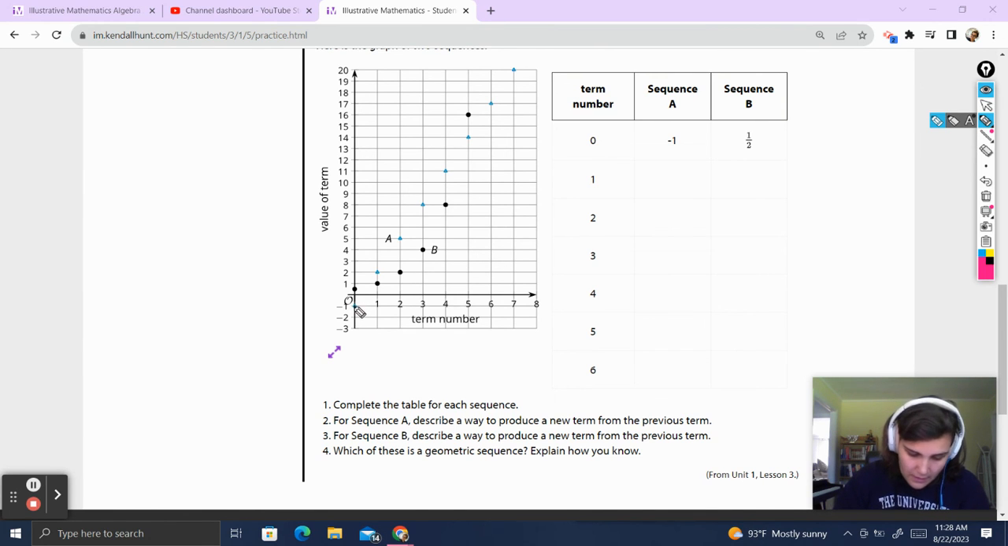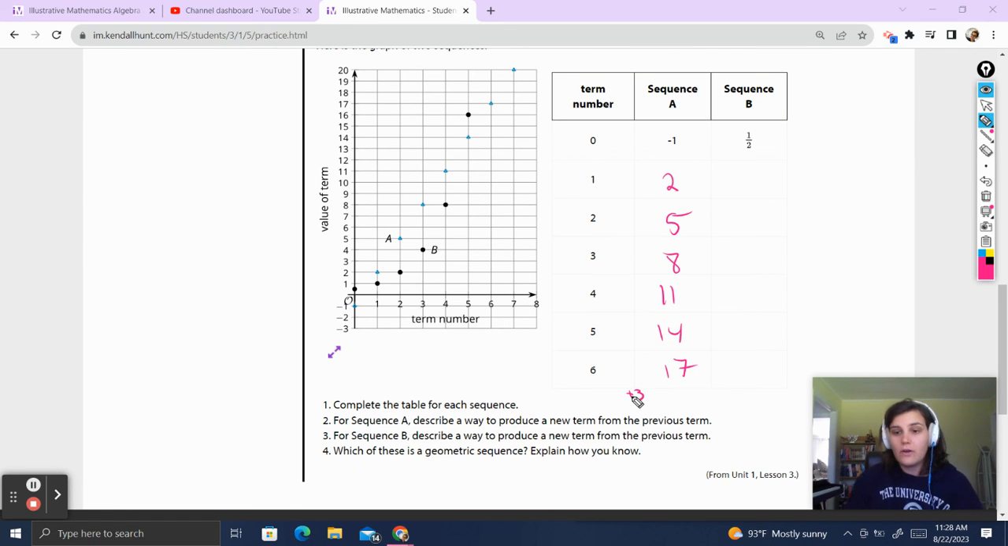So I see that negative 1 is the blue triangle, so sequence A is that line. It also says sequence A now that I see it. Our 0th term is negative 1. Our first term is 1. The second term is going to be 5. And we have 8, 11, 14, 17. And I'm seeing over here that we're adding 3 to each one.